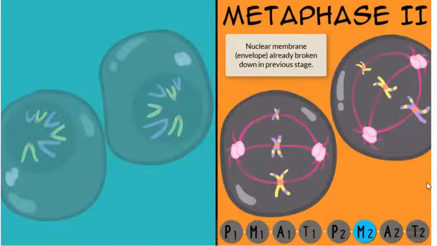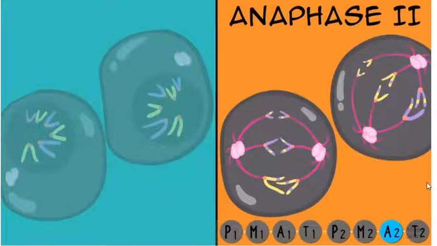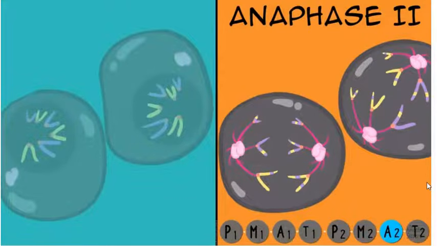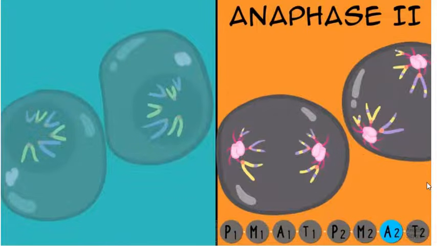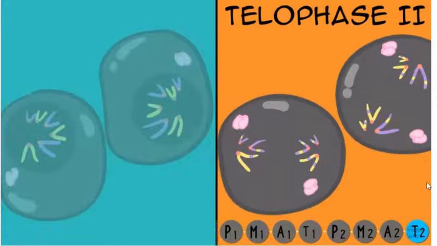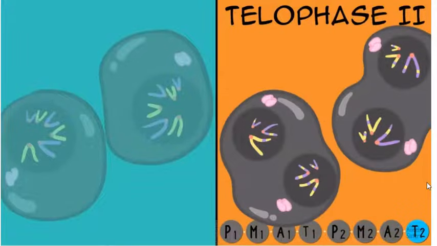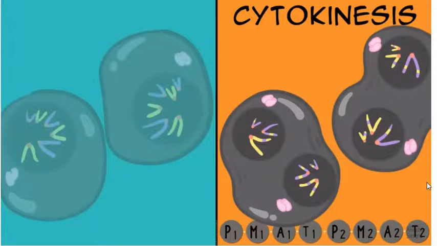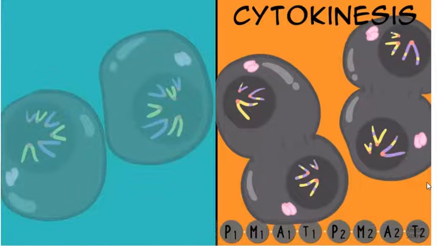M for middle, but this time the chromosomes are in a single file line, similar to how metaphase looked in mitosis. Anaphase 2. Think A for away. This time, though, it's actually the chromatids that are getting pulled away. Telophase 2. Chromosomes are at the complete opposite ends, and new nuclei are forming on each side to make these new cells. Cytokinesis will follow meiosis 2 to completely split the cytoplasm.